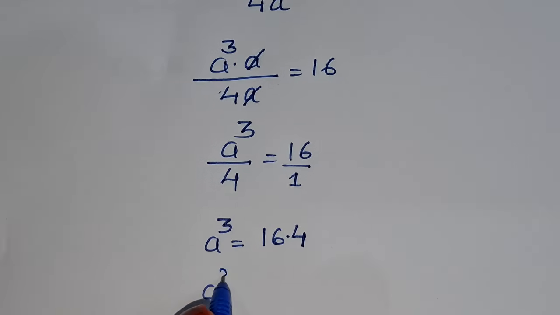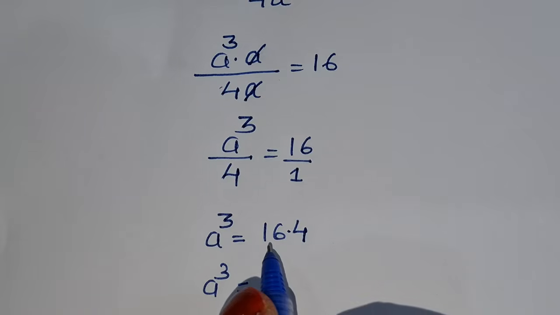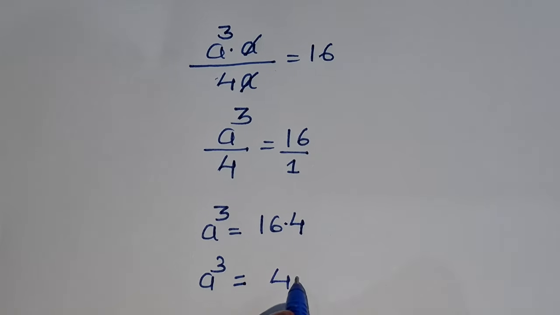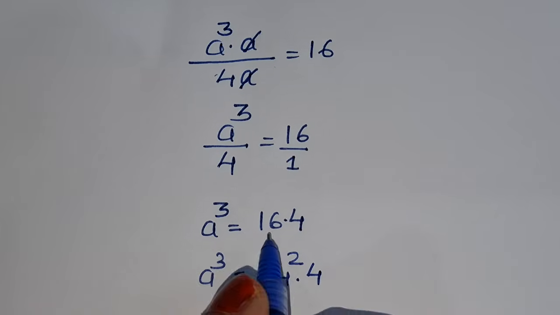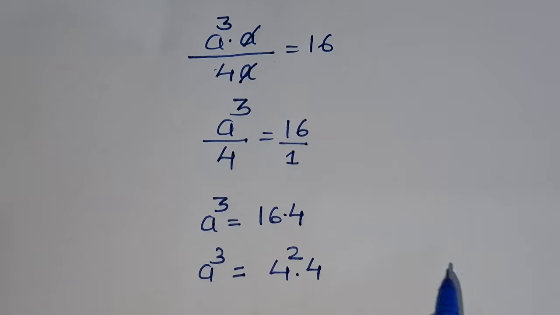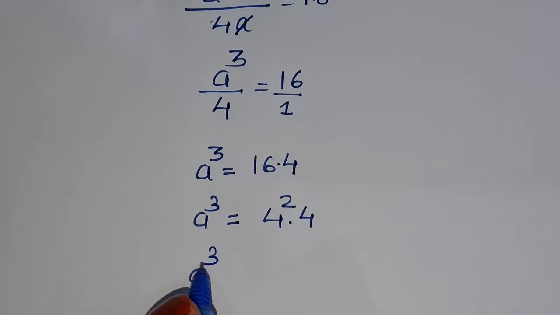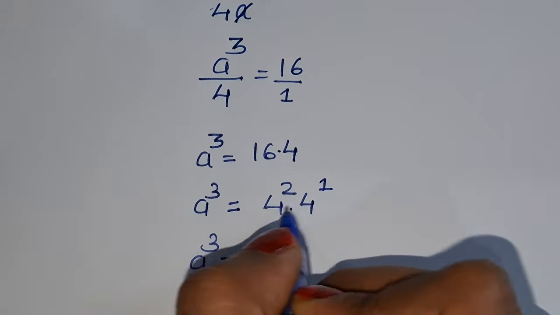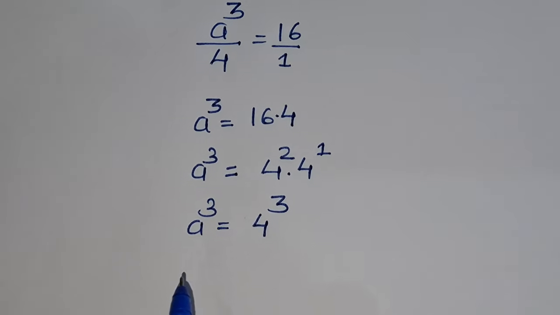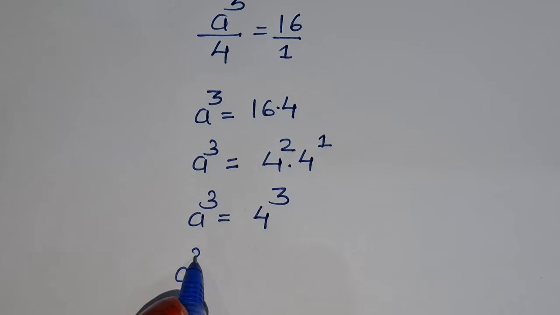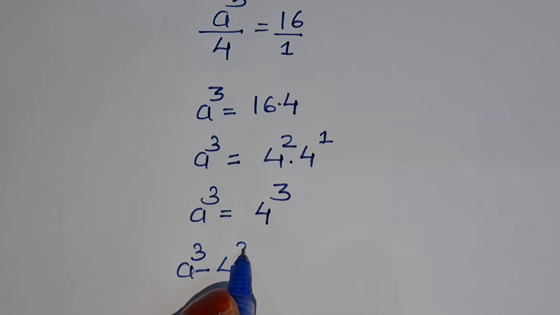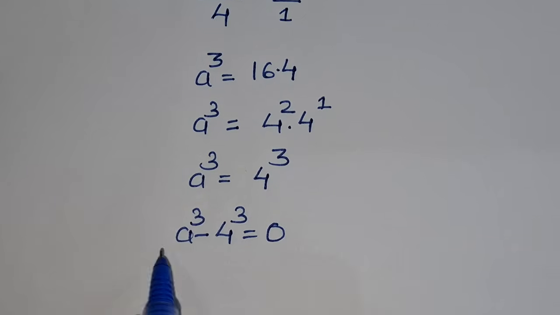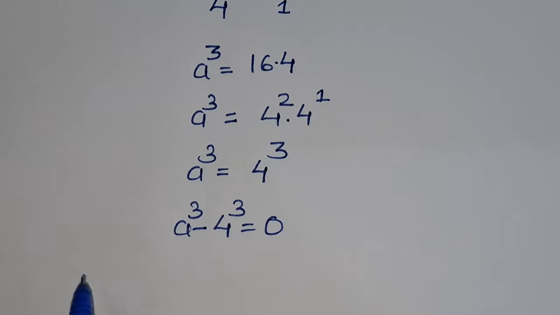A cube is equal to 16 times 4, so we can write this as 4 square times 4. This is 16, so 4 square times 4. Now a cube is equal to 4 cube, because 4 power 1 times 4 square gives 4 cube, right? Now a cube minus 4 cube is equal to 0. So this is the form of a cube minus b cube.